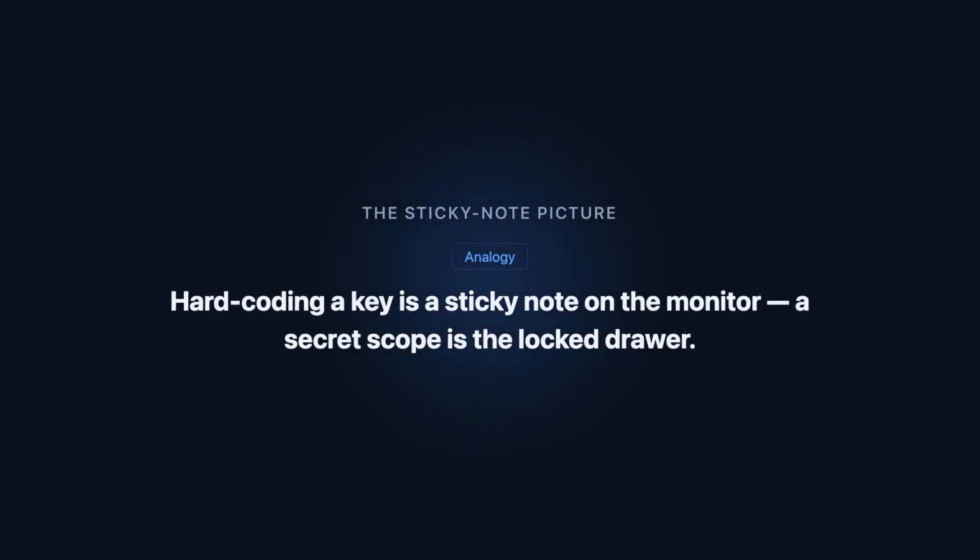Here's the picture. Hard coding an API key in a notebook is like writing your ATM PIN on a sticky note and pasting it to your monitor. Anyone glancing at your screen sees it. Anyone who screenshots your notebook output sees it. A secret scope is the locked drawer. You ask the drawer for the value at the moment you need it. The value lives in memory just long enough to make the call, and it never appears in the photo you post of your desk, meaning the notebook output, the log file, or the trace.